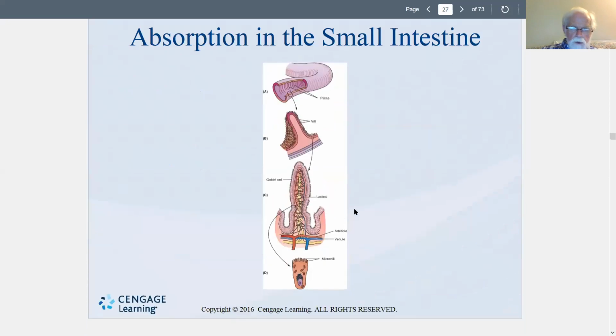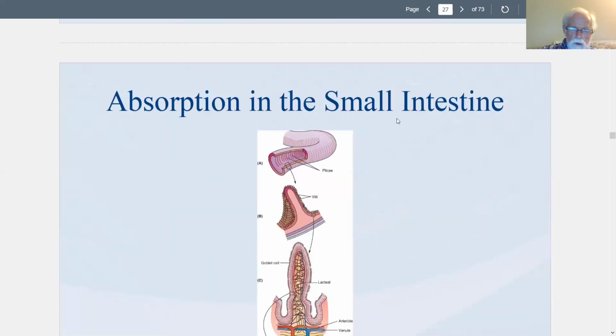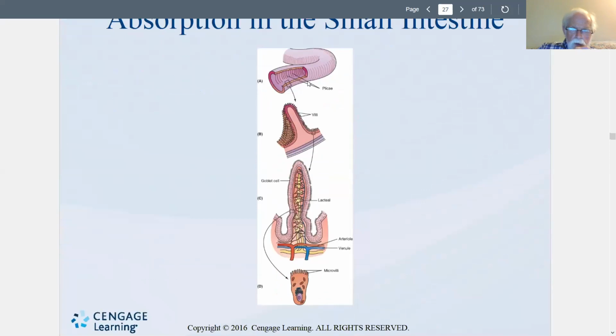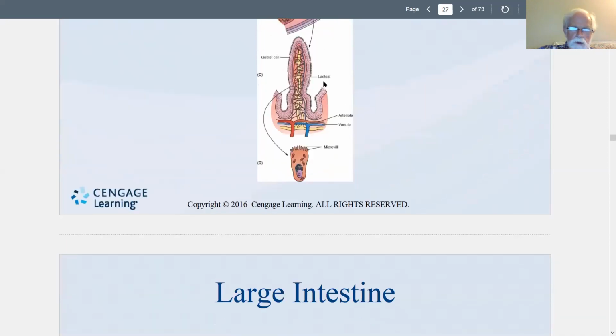So absorption here in the small intestine, let me see if I can make this a little bigger. Here we go. Okay, so we have this layer. We have these little structures, the plicae, and these are the villi. The plicae is where the villi are located. So we have the villi and then the microvilli that come off them. So we have a tremendous surface area for absorption of our nutrients.